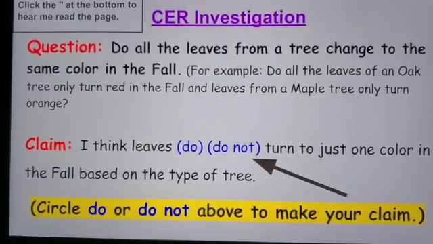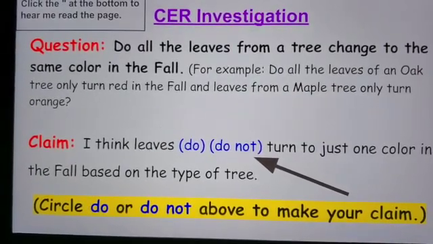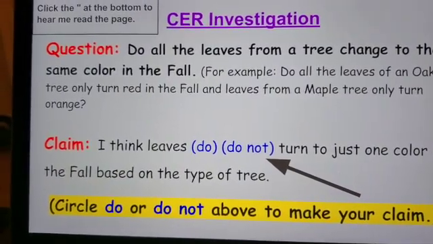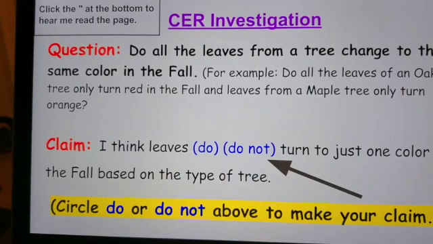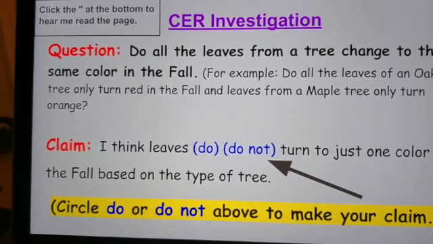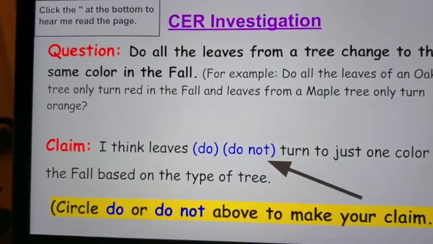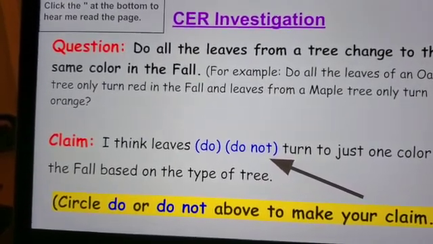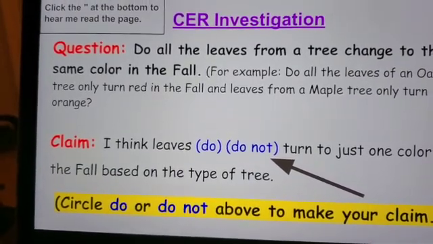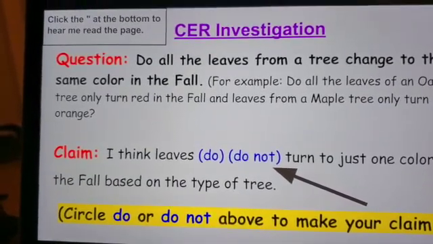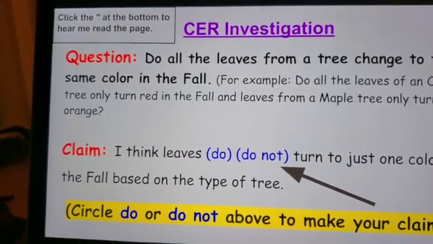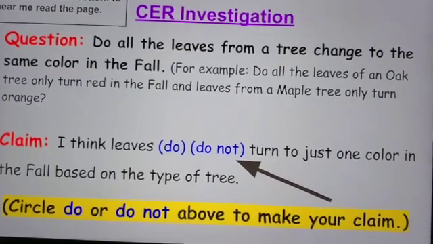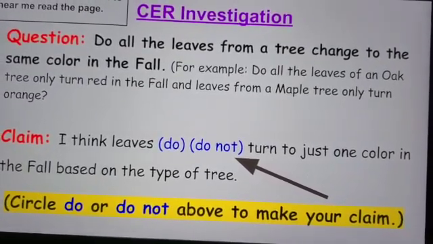So that's what we're going to investigate today. If you haven't already, you need to make a claim. What's your guess to the answer? My claim says, I think leaves either do or do not turn to just one color in the fall based on the type of tree. So think about your claim and don't forget it because you'll need to write it on your Seesaw activity. If you think that maybe the leaves of a tree can all be different colors, we could have lots of different colors on a tree, then you would pick do not.